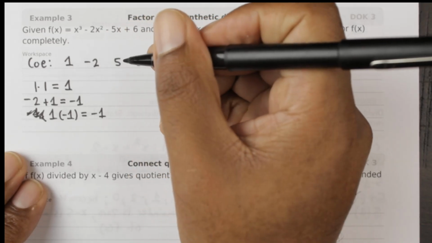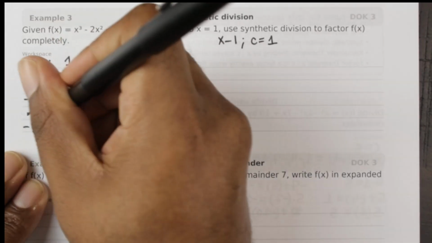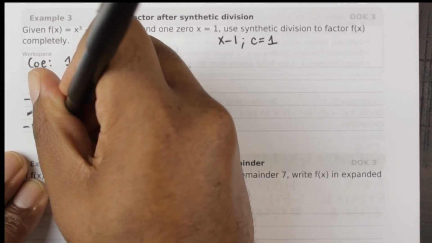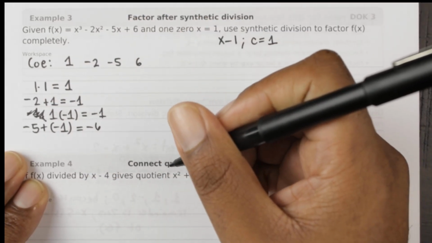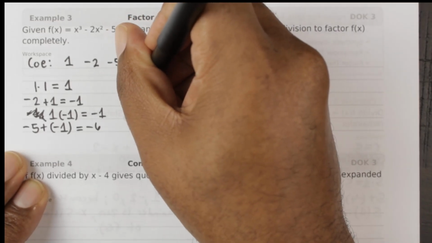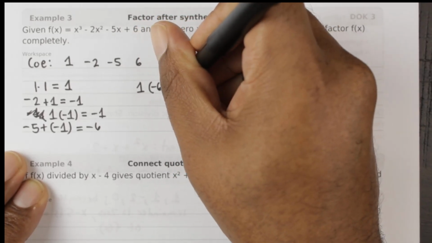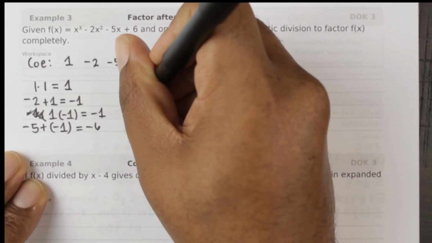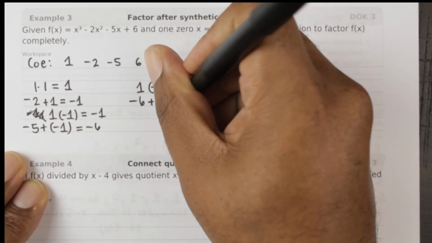Then -5 actually. -5 plus -1 is going to give -6. Then we have 1 multiplied by -6. We have -6 plus 6, 0.